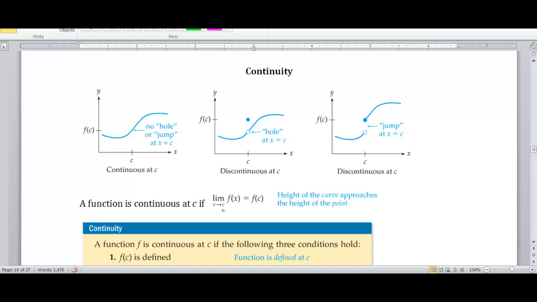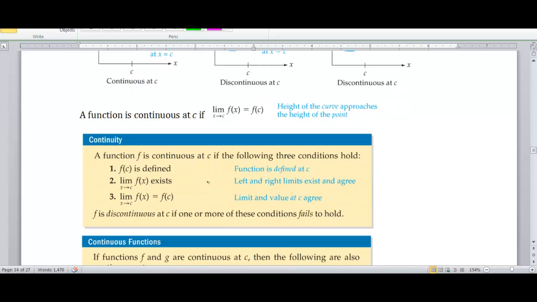A function is continuous, and this is the formal definition of continuity, if the limit as x approaches c of the function is f of c. So right here, the limit as x approaches c from the left and from the right is f of c, so that is continuous. Here, the limit as x approaches c from the right and the left is not f of c. F of c is this dot, but as I approach from the right and the left, I am approaching this hole, so that is discontinuous. Same thing here. From the left, it's one value. From the right, it's another value. So there's a discontinuity.